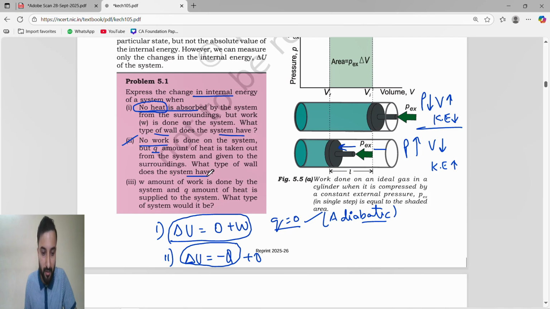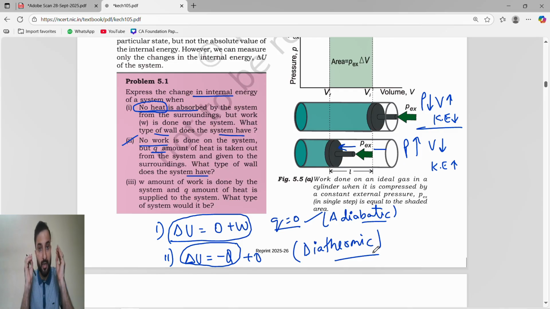Now what type of wall does the system have? Work is zero, but heat is transferring. Heat transferring means it is a diathermic wall, because a diathermic wall allows heat to transfer. If heat is not transferring, it is an adiabatic wall. If heat is transferring, it is a diathermic wall, or you can say thermally conducting. Heat is zero means adiabatic, because an adiabatic wall will not allow the heat to transfer.